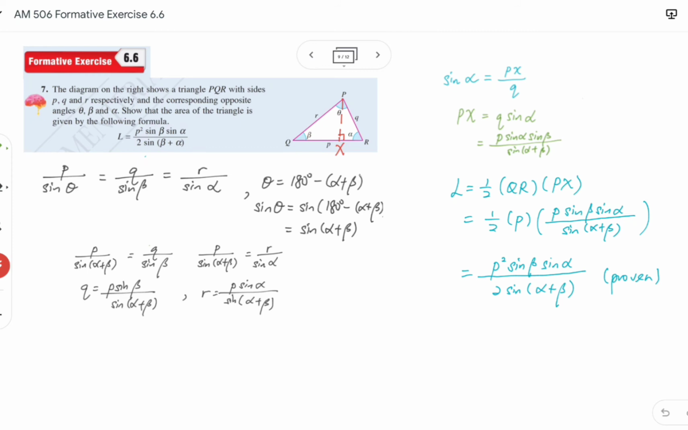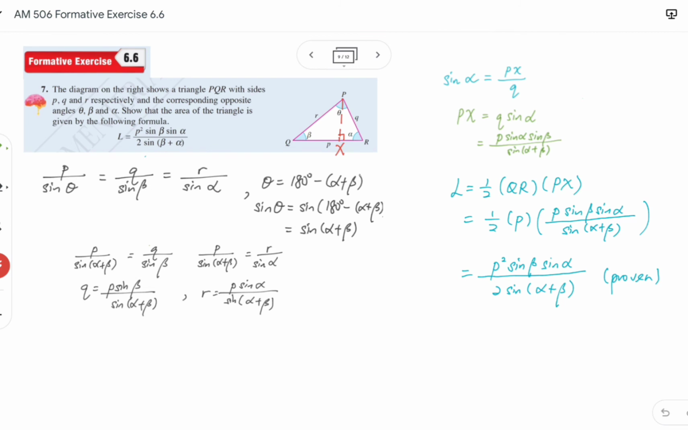So, firstly, to relate all the sides, we can see only p square here, with the 3 sides p, q and r. So we try to relate all the sides with p. So we can think of sine rule to apply in any triangle PQR like this. We know that side p over sine theta will equal to side q over sine beta and will also equal to r over sine alpha. This is how we get from sine rule.